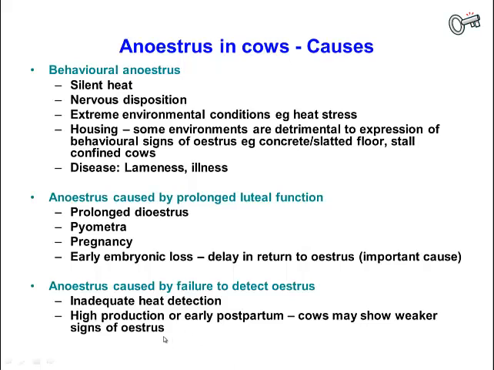Now some cows that have a high milk production, and then they're in the early postpartum period, are exposed to quite a bit of negative energy balance. If they do start ovulating, sometimes they'll show weaker signs of heat than cows that are in good body condition, and the duration of their estrus may be shorter, so they're often harder to detect in heat. So failure to detect heat can be another cause of why cows may appear to be anestrus.